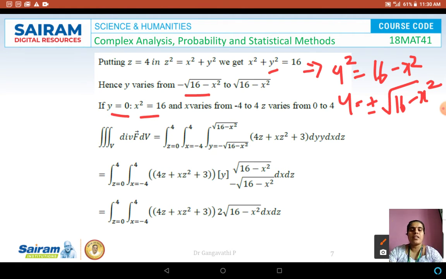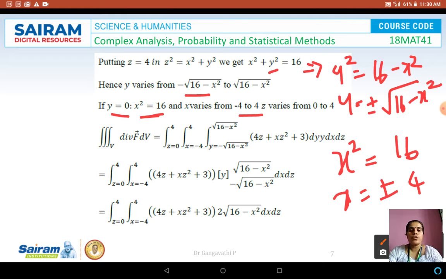Now if y is equal to 0, x square is equal to 16. Let us substitute y equal to 0 here. Therefore, when we do so, x square is equal to 16 and x is equal to plus or minus 4. So x varies from minus 4 to 4.